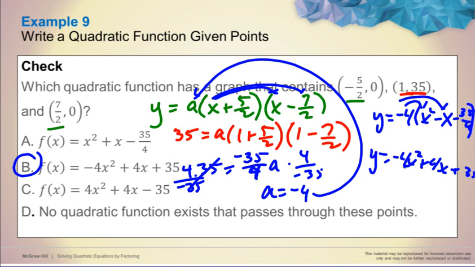That is the lesson on solving quadratics by factoring.